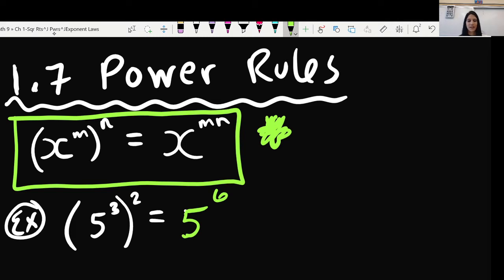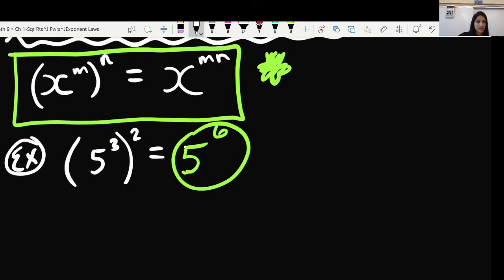Now I've mentioned this in class before. If you have something like 5 to the power of 6, without a calculator, that's going to be pretty difficult and time-consuming to figure out the exact answer. So you could just leave your answer in this form. 5 to the power of 6 would be perfectly fine for you to leave it that way.